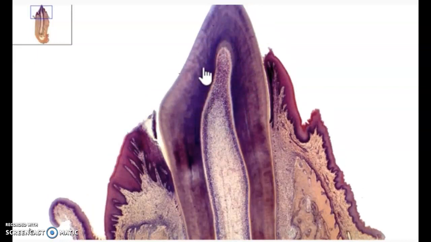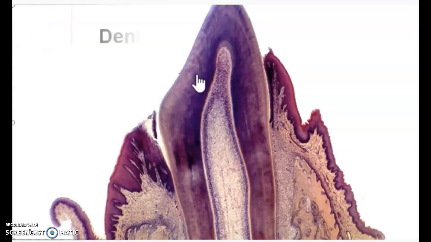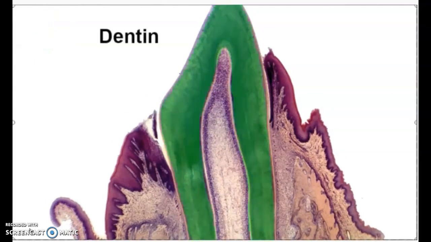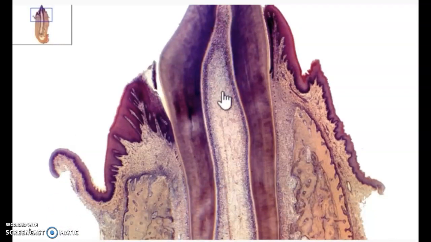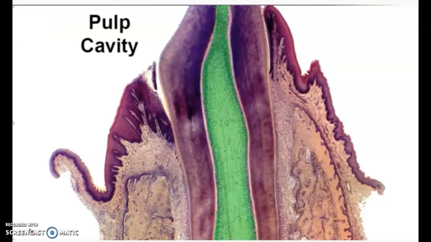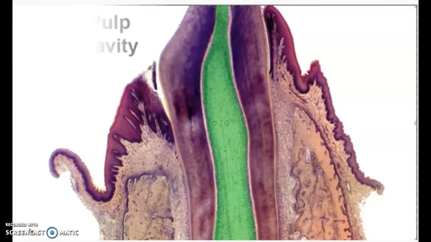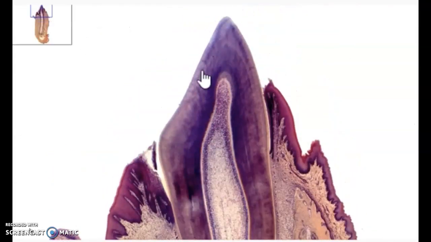Below the enamel is going to be your dentin, and the dentin is a little bit softer, but still gives you a nice structural support. Below that, that's the center portion of your tooth. This is known as the pulp cavity. And so we have the outside covering as the enamel. Underneath is the dentin with the pulp cavity in the center.